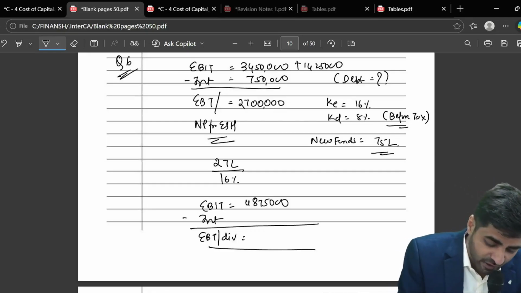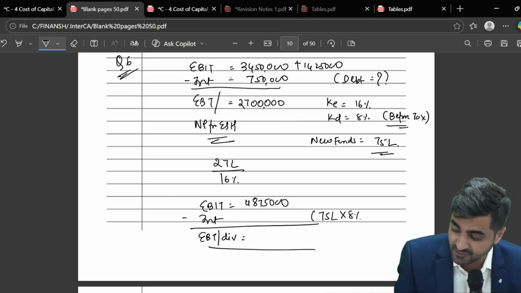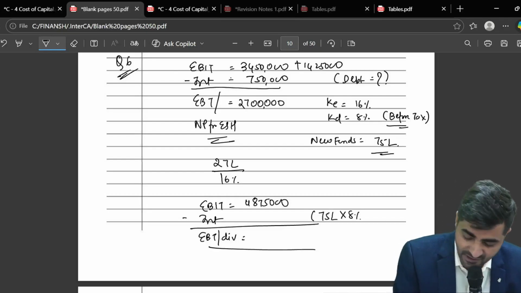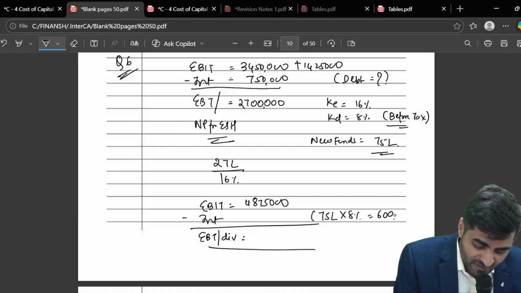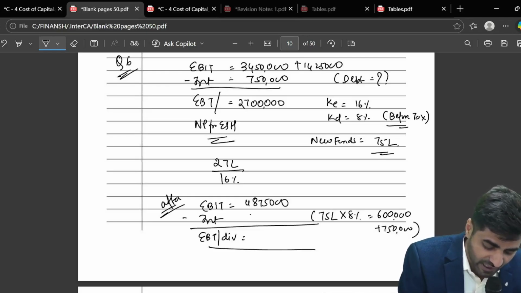Can I say we have taken new funds of 75 lakhs? What's the rate? 8%. So 75 lakhs multiplied by 8%. How much is the interest? 6 lakhs. And how much was my old interest? 7,50,000. Now I am doing it after expansion. This is after the proposal, so that is going to be 13,50,000.